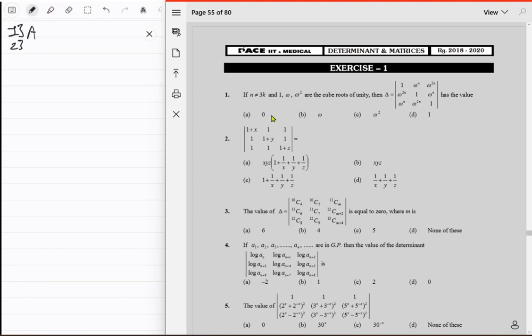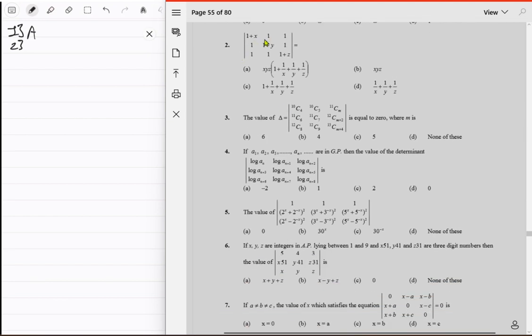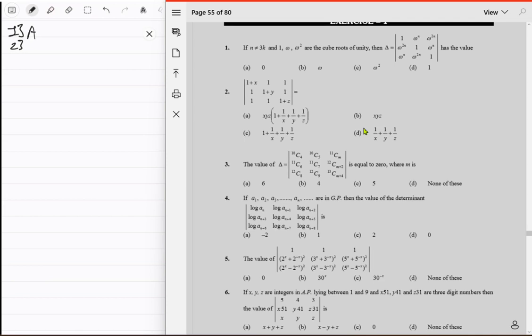Second question, this thing is equal, so you've got 1, 1, 1 plus x, plus y, plus z. First of all, just do this, this, and that. Maybe we should be doing it in a different way. You could just add all these up. Maybe not. Let's just do it the simplest way, the cross method.